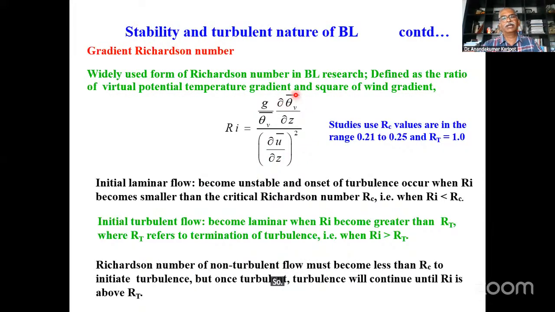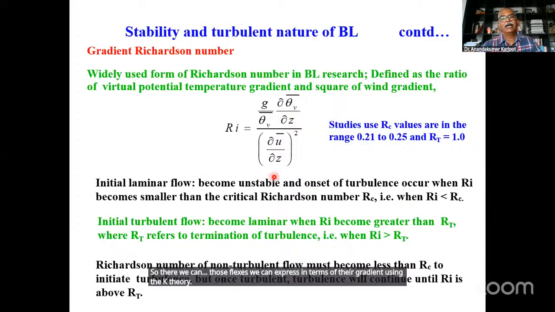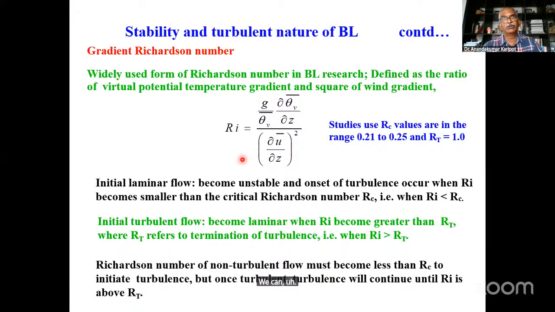Actually, in those equations, we saw this in the flux form. Those fluxes we can express in terms of their gradients using the K theory, and that's how we get this Richardson number. So basically, this is the ratio between the buoyancy term and the shear term in the TKE budget equation. Based on the sign and the value of this Richardson number, we will be able to judge the nature of this boundary layer, in terms of its dynamic nature.